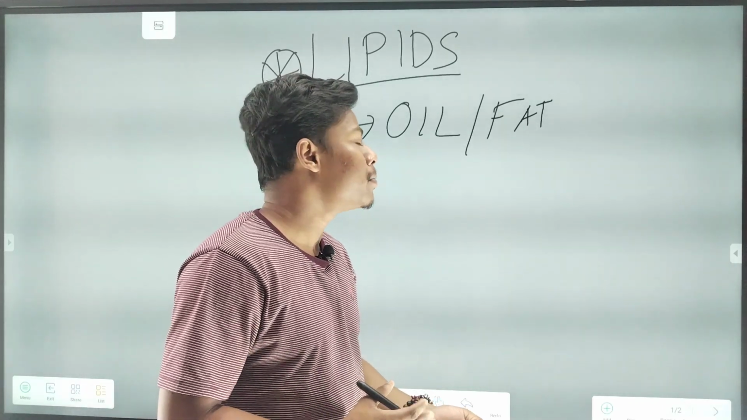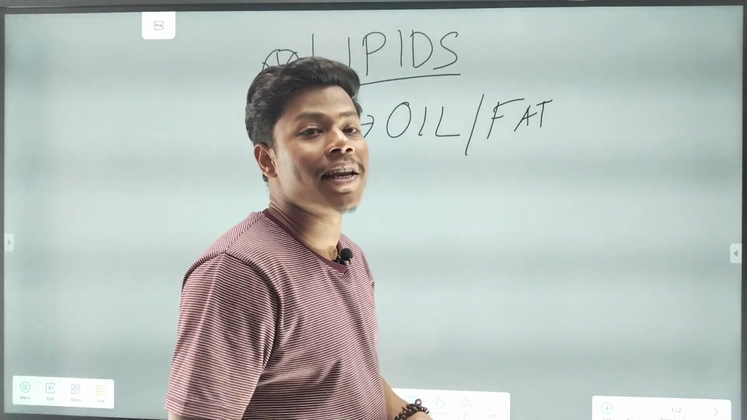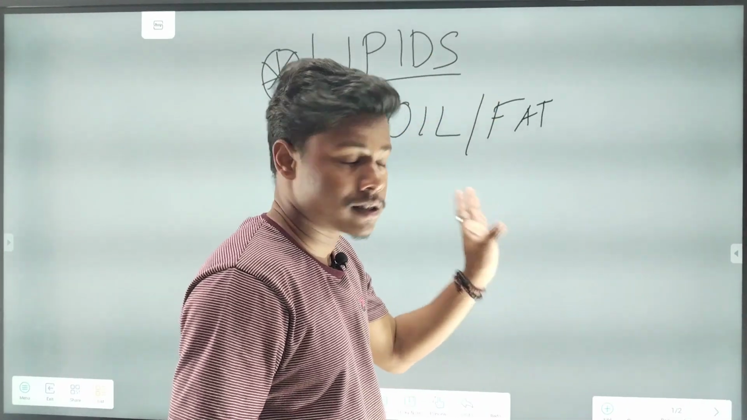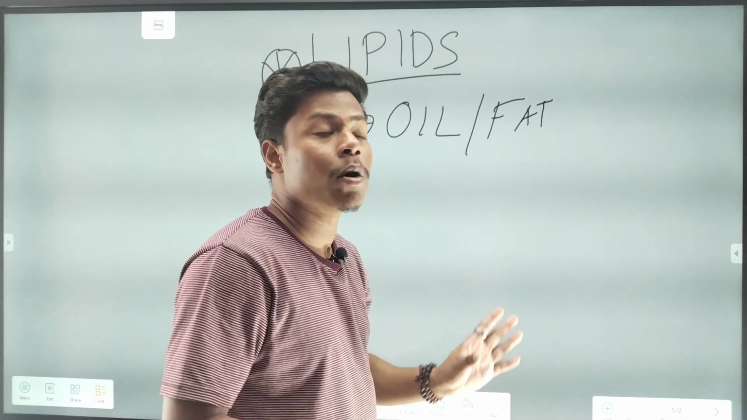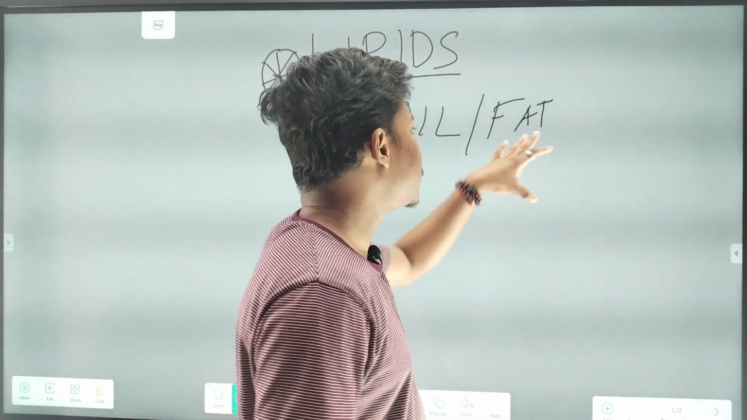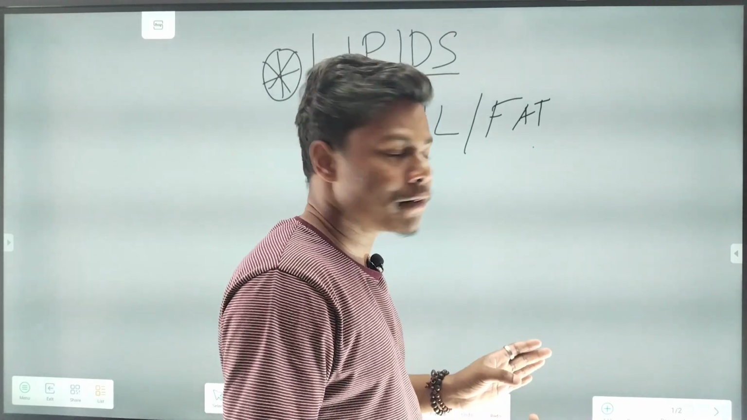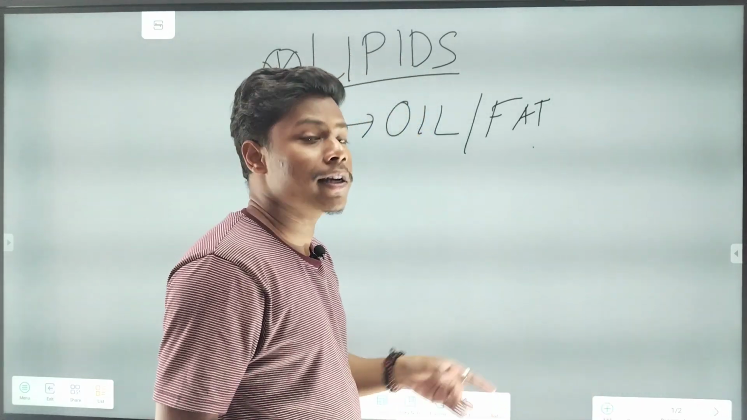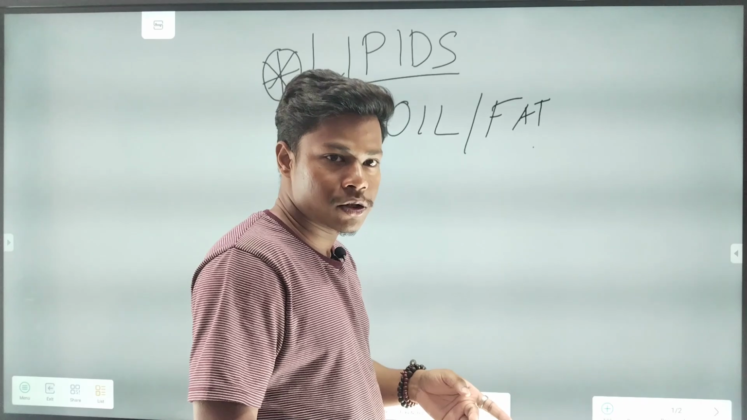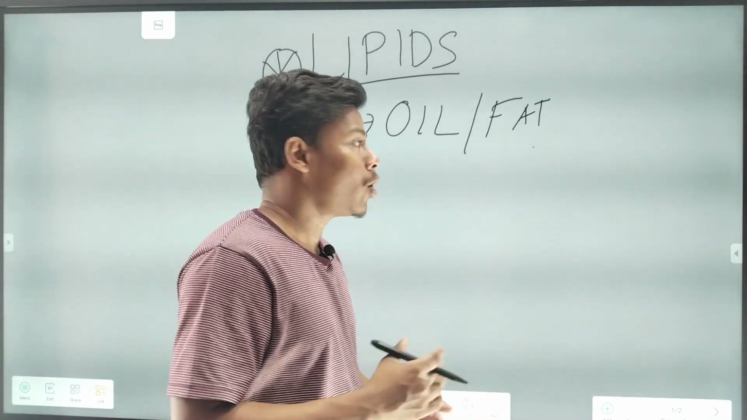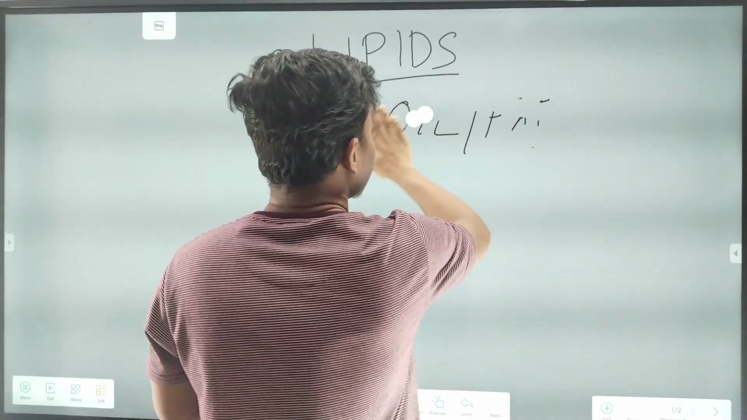For example, for the formation of insulation barriers for your neurons, we require lipids, we require fats. For the maintenance of your body temperature, we require fats and oils. But this should be consumed at a proper level. If we eat fats and oil in excess, it will lead to bad cholesterol, which will lead to diabetes, heart attack and all of these diseases.